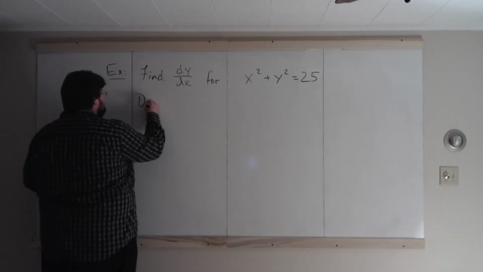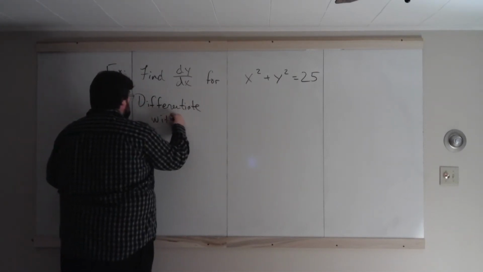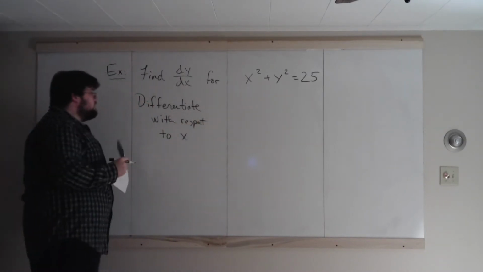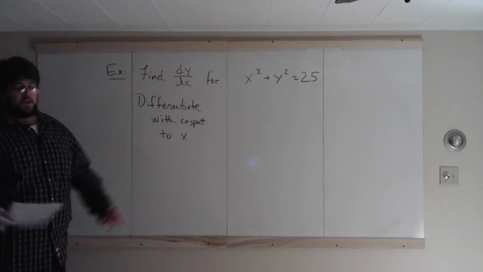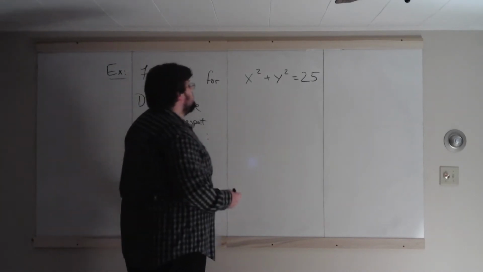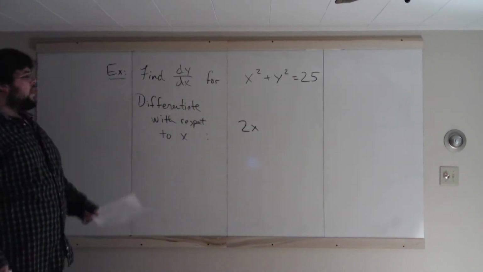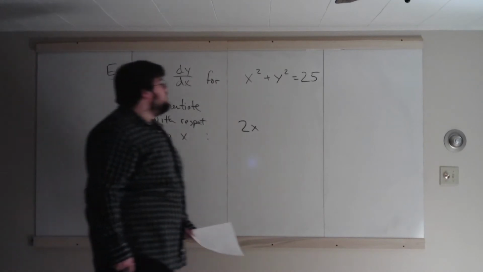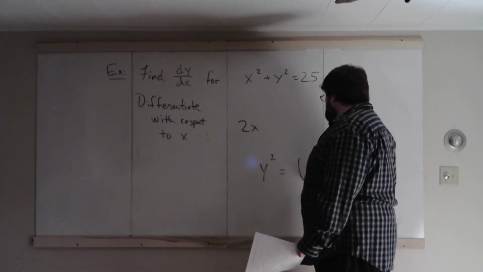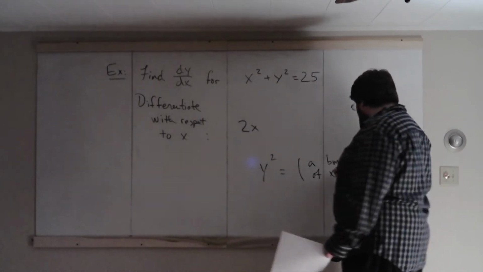So first step, differentiate with respect to x. What that means is our variable that we're taking the derivative on is x. And that's what we have been doing. Well, if we differentiate with respect to x, on this side, x squared, we get 2x. Now, y is not a function of x. But what we can do is think of this y as having a bunch of x's.